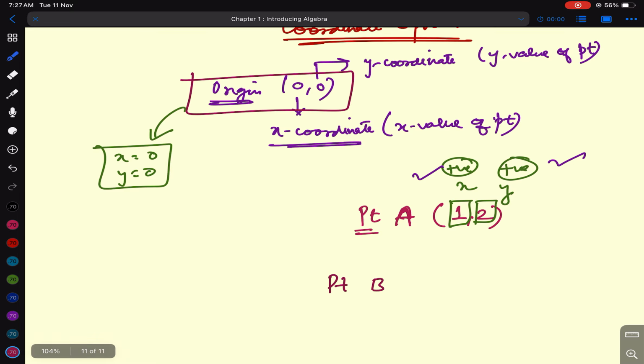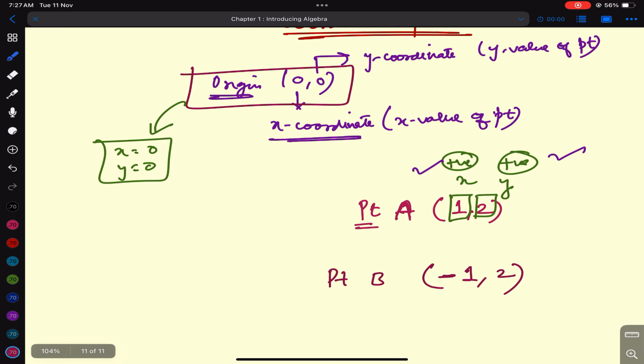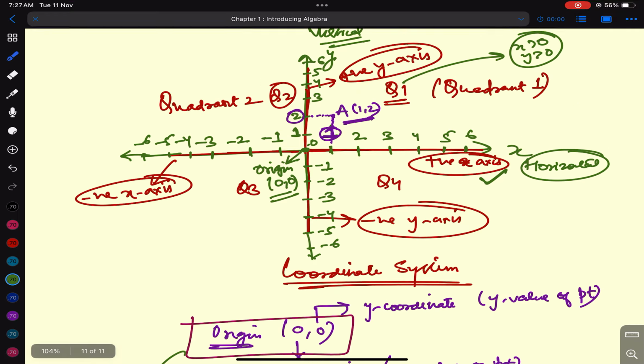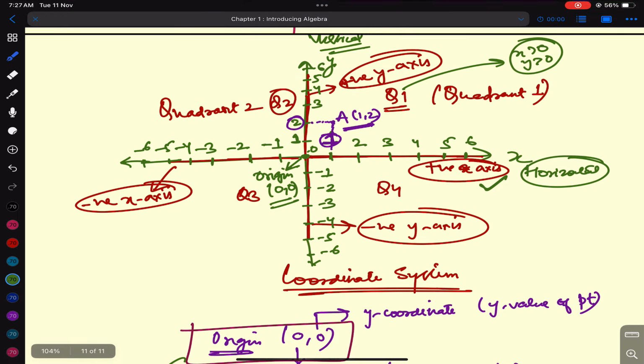Similarly, let's take point B, which is (-1, 2). What is x here? Negative 1. What is y here? 2. Now here x is negative but y is positive. Which quadrant should it fall in? It will fall in quadrant number 2, because as we can see on the screen, quadrant 2 is formed by the negative x-axis and positive y-axis. So in quadrant 2, x is negative and y is positive. So (-1, 2) will fall in quadrant number 2.